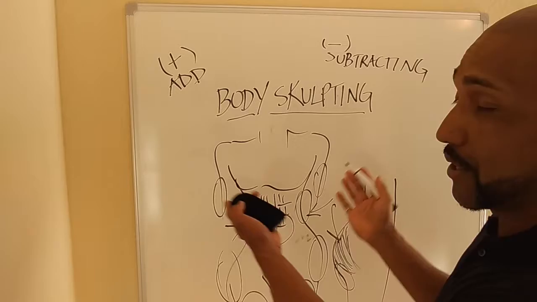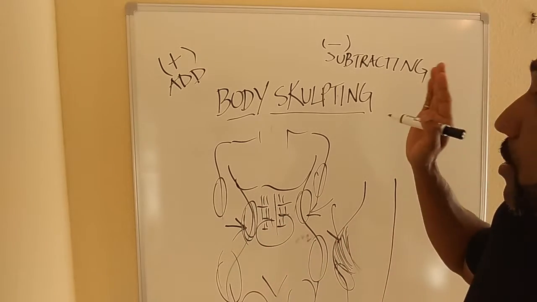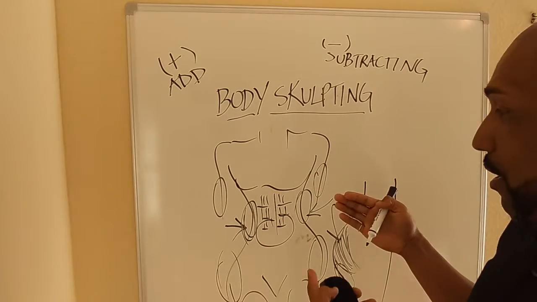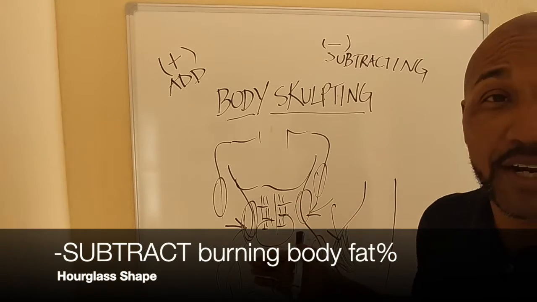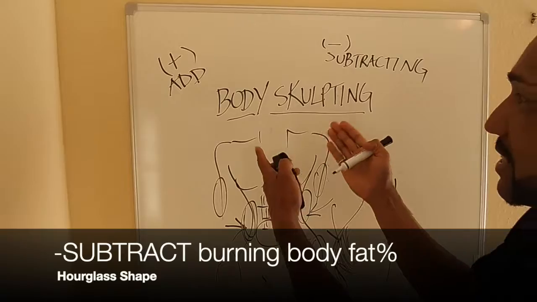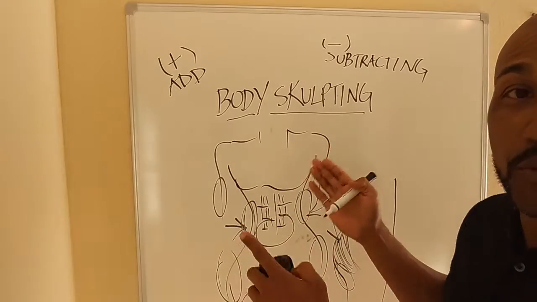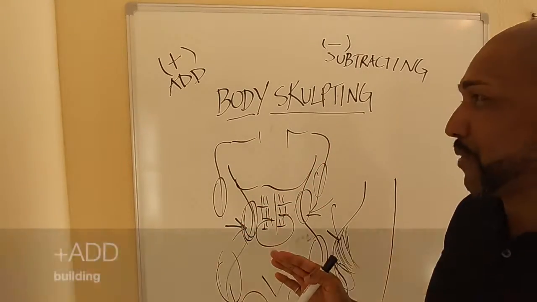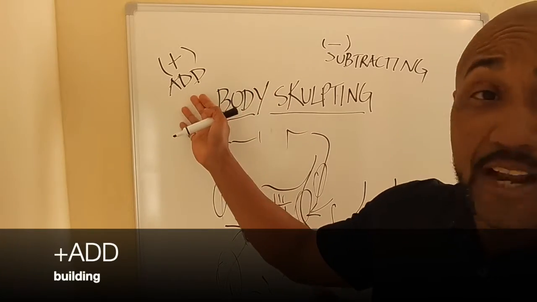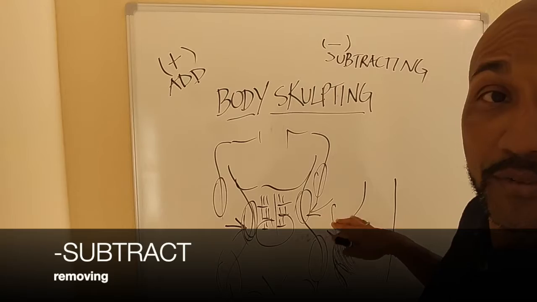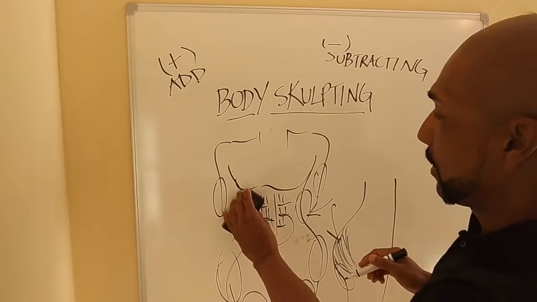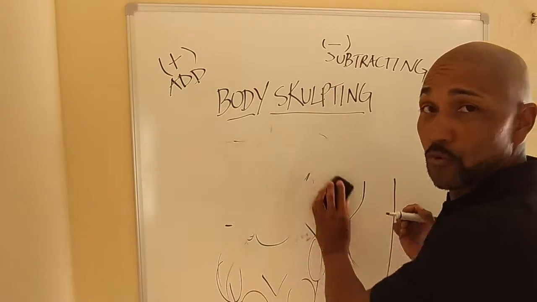The areas where they're going to want to emphasize the hourglass shape, they're going to want to subtract, and that's going to come with burning fat. We'll talk about that in our lesson on burning fat, because there's a lot of confusion about that. But these are the basic elements of what comprises a body sculpting program. You just got to look at it real simple. I need a program that's going to add where I lack, and I need a program that's going to subtract where I want to get rid of. And that's what's going to emphasize this natural hourglass shape, for a woman at least.